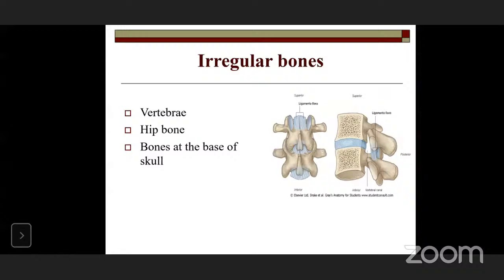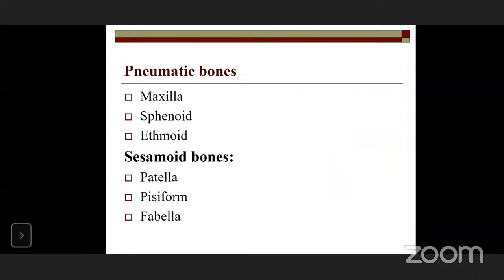Then comes the irregular bones. What are the irregular bones? The vertebrae, hip bone, and the bones of the base of the skull. These come under the irregular bones. Then comes the pneumatic bones. Pneumatic means the air-filled spaces present inside the bone. It is called pneumatic bones. Examples are maxilla, sphenoid, and the ethmoid.